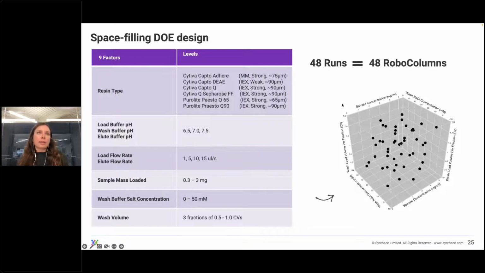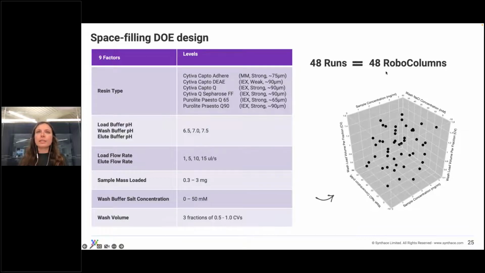And so since, as I've already said, we really had no prior knowledge, we decided to go with a type of design called space-filling DOE design. And here we chose to investigate 48 unique factor combinations, or runs, which resulted in 48 separate robocolumns.